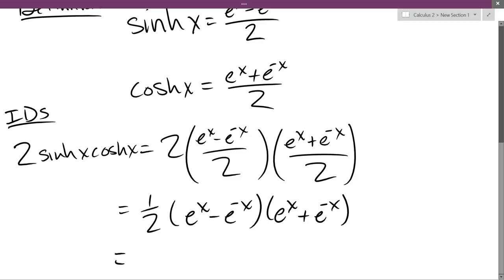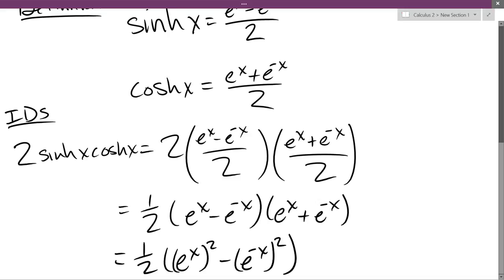So I'm really quickly gonna multiply it. We have e to the x squared minus e to the minus x squared. So there's our product, a squared minus b squared.